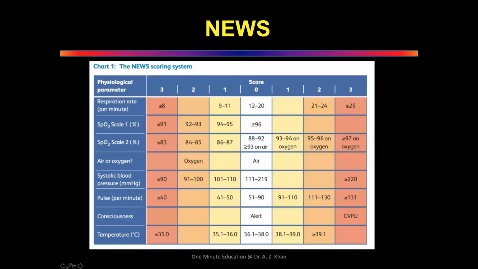There is a NEWS scoring system where these are the parameters on the side. So respiratory rate, oxygen saturation, whether the patient is on oxygen, blood pressure, pulse, consciousness, and temperature. And on this side is a score. And the NEWS system allows you to find out if a patient is deteriorating. And it gives you an idea about what to do when a patient deteriorates.